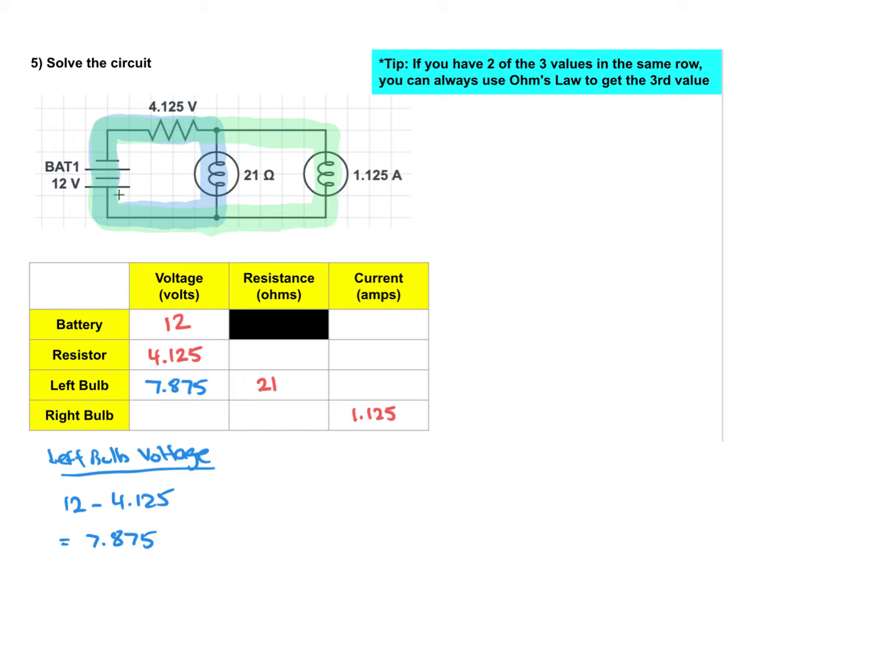So in the green loop there, I'll make a heading here. I'm going to call this the right bulb voltage. It will do the exact same thing as the calculation I just did. There are two loads in that green loop, the resistor and the light bulb. And the resistor is still taking 4.125 volts away from that 12. So the other light bulb is going to be the same voltage.